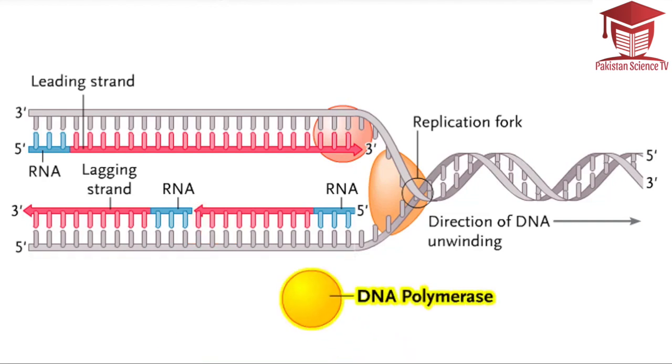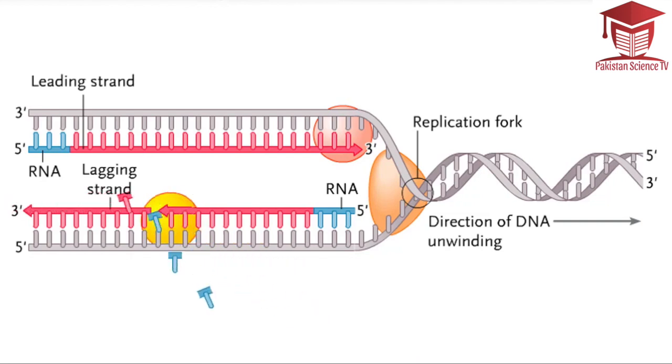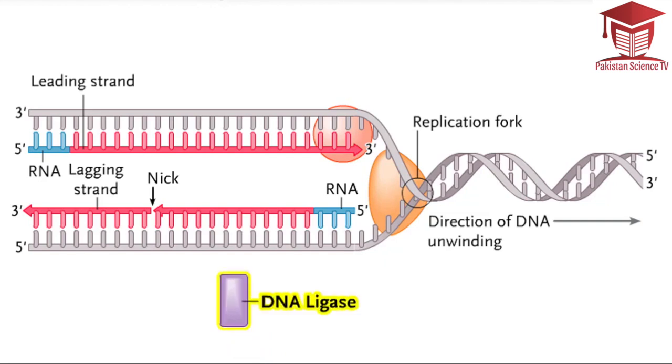To accomplish this, a different DNA polymerase recognizes and removes the RNA primers and replaces them with DNA. However, the polymerase cannot form the bond between the DNA nucleotide at the 3' end of one fragment and the nucleotide at the 5' end of the adjacent fragment, so there is a nick in the DNA strand. The enzyme DNA ligase is needed to form this bond and eliminate the nick.